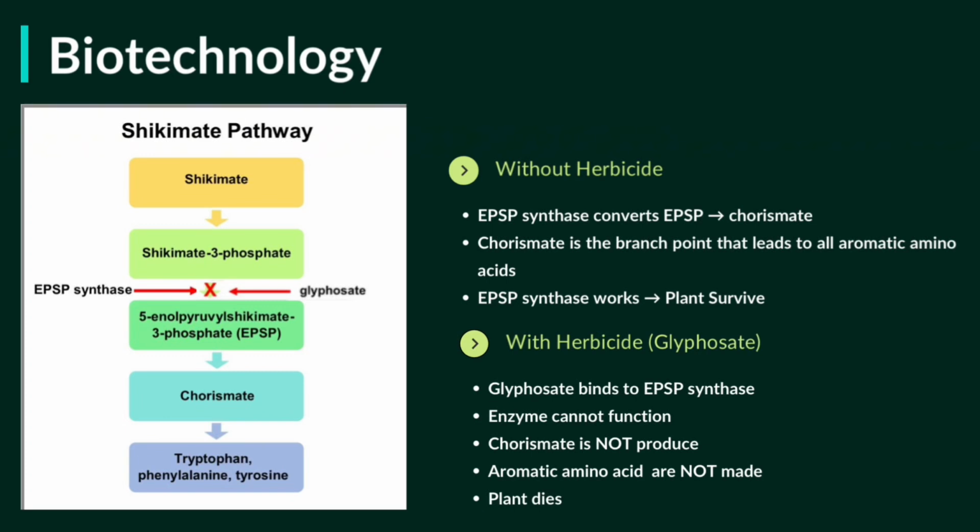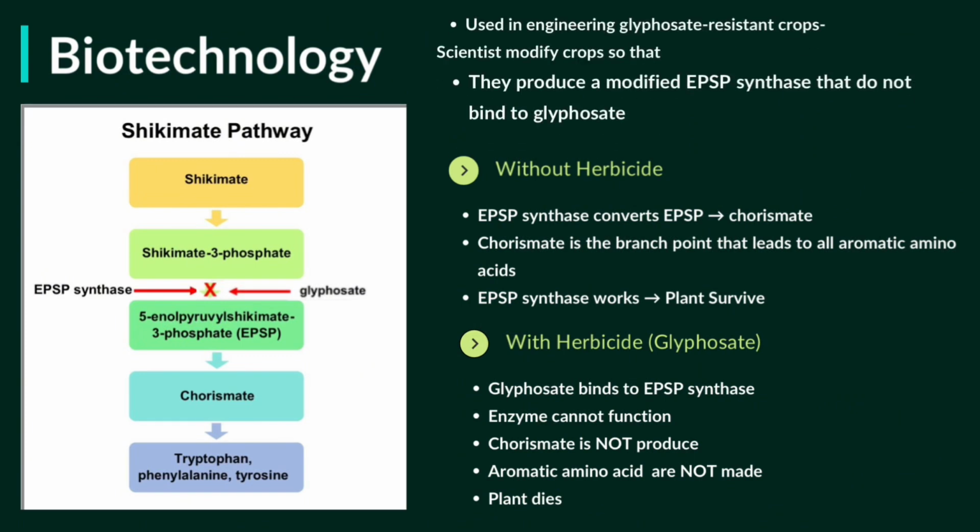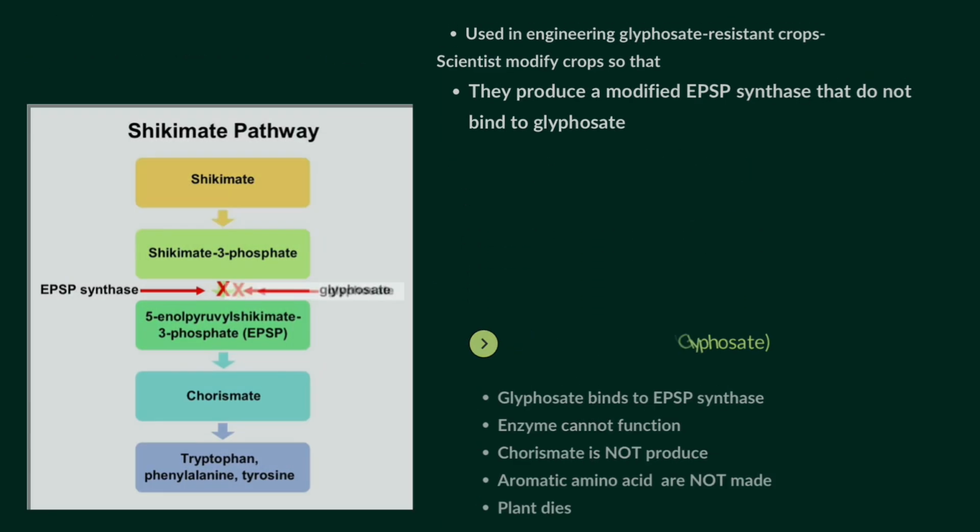However, glyphosate binds to EPSP synthase, preventing the enzyme from functioning. As a result, chorismate is not produced, aromatic amino acids are not formed, and the plant eventually dies. To overcome this, scientists engineer glyphosate-resistant crops by introducing a modified EPSP synthase that does not bind to glyphosate. This allows the plant to continue producing essential amino acid even in the presence of the herbicide.